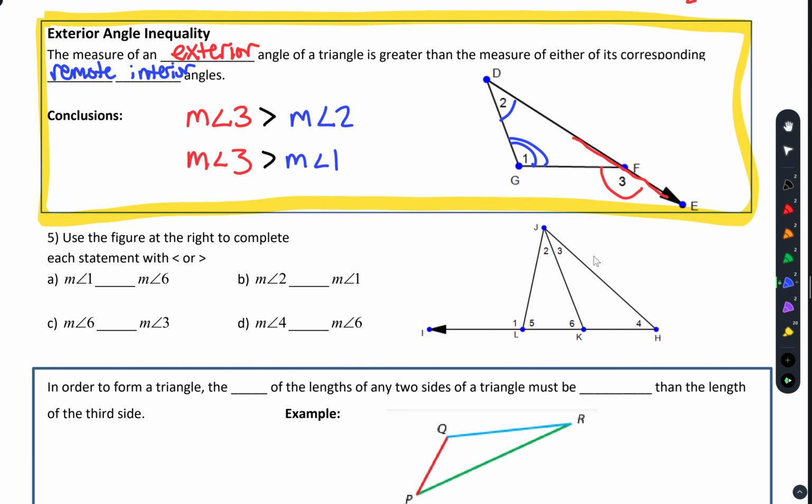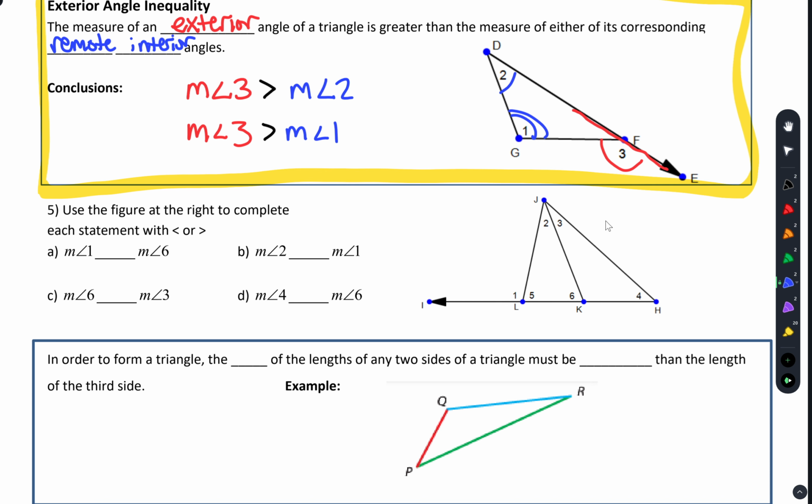So when I look at this example in number 5, the exterior angle has to be the bigger one. So if I'm looking at letter A, angle 1 and angle 6, let me highlight where angle 1 and angle 6 are. This is my triangle. Angle 1 is on the outside, so angle 1 must be greater than angle 6. What about letter B? I'm comparing angle 2 and 1. Which one has to be bigger? The exterior angle has to be bigger. The exterior angle is angle 1, so angle 2 is less than angle 1.